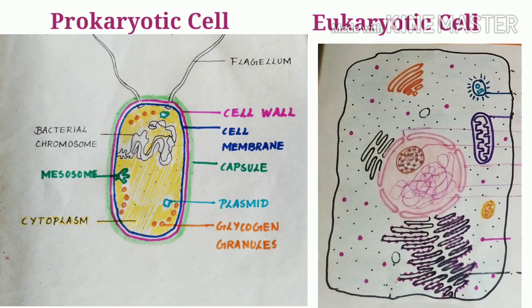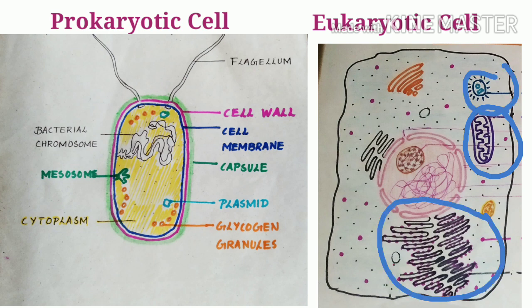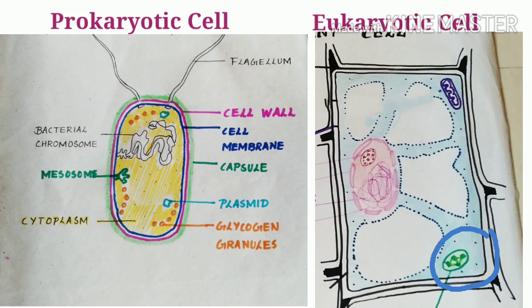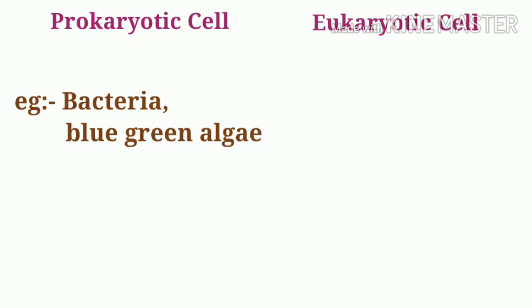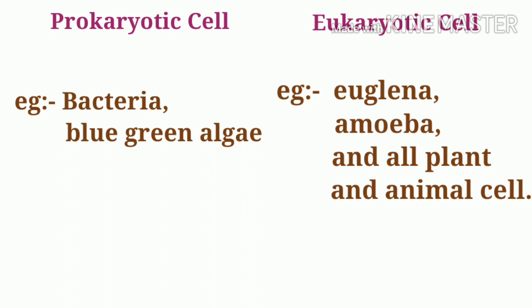Prokaryotic cell contains small ribosomes, whereas eukaryotic cell contains larger ribosomes. No other cell organelles are found in prokaryotic cell, whereas in eukaryotic cell there are several cell organelles like mitochondria, endoplasmic reticulum, centrosome, chloroplast, etc. Now let's go through some examples of prokaryotic and eukaryotic cells. Bacteria and blue-green algae are examples of prokaryotic cells, and examples of eukaryotic cells are euglena, amoeba, paramecium, etc., and all plant and animal cells.